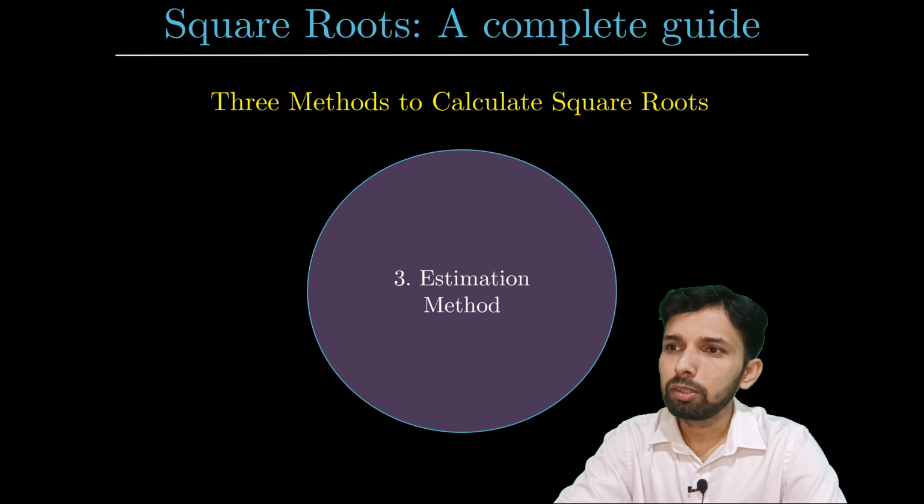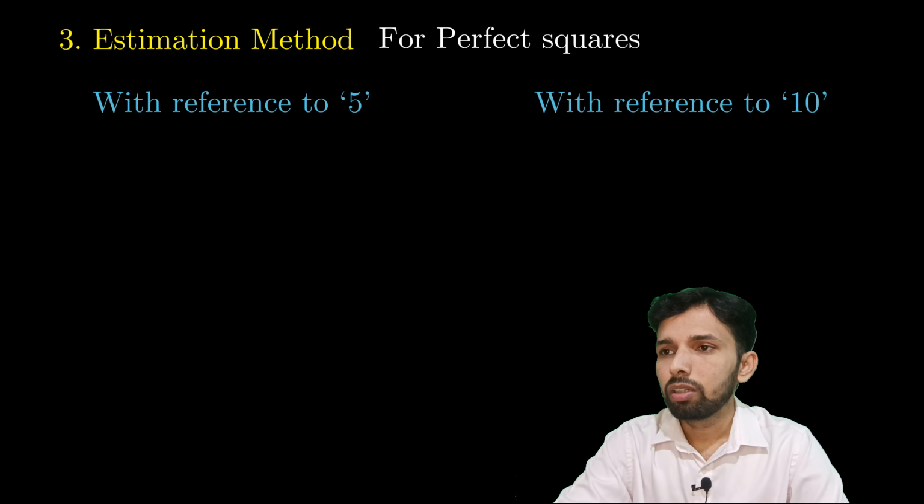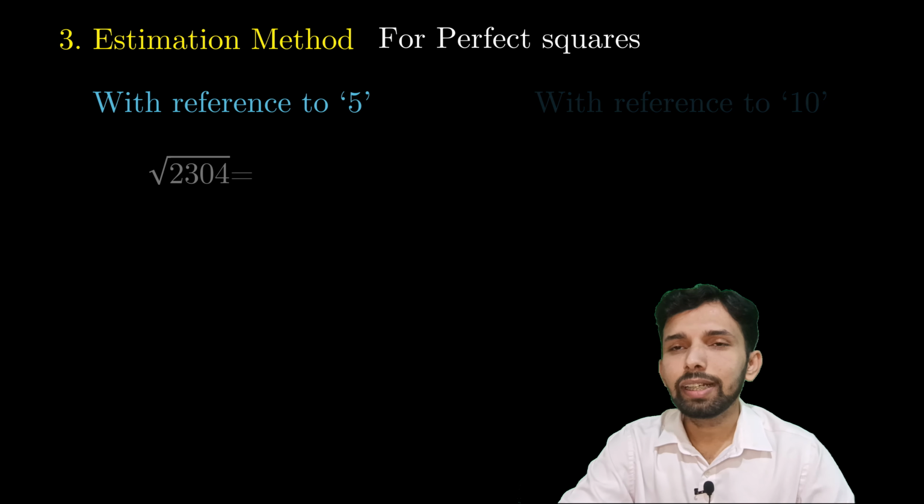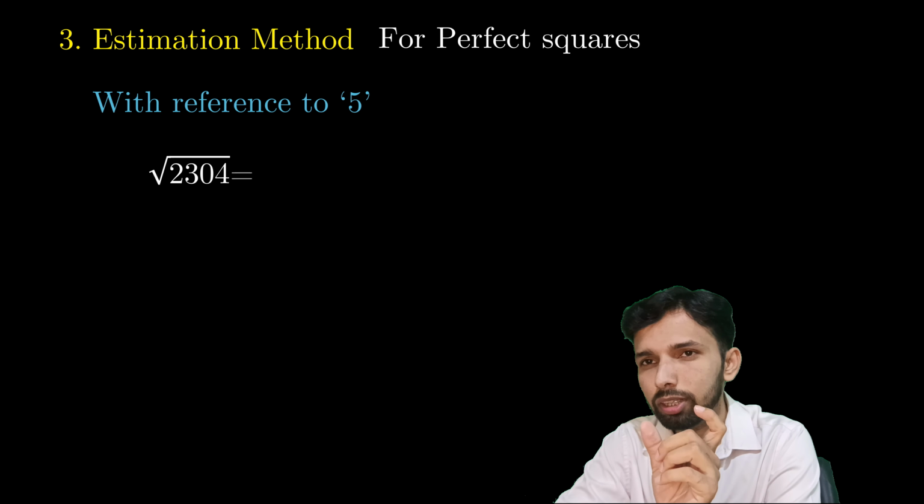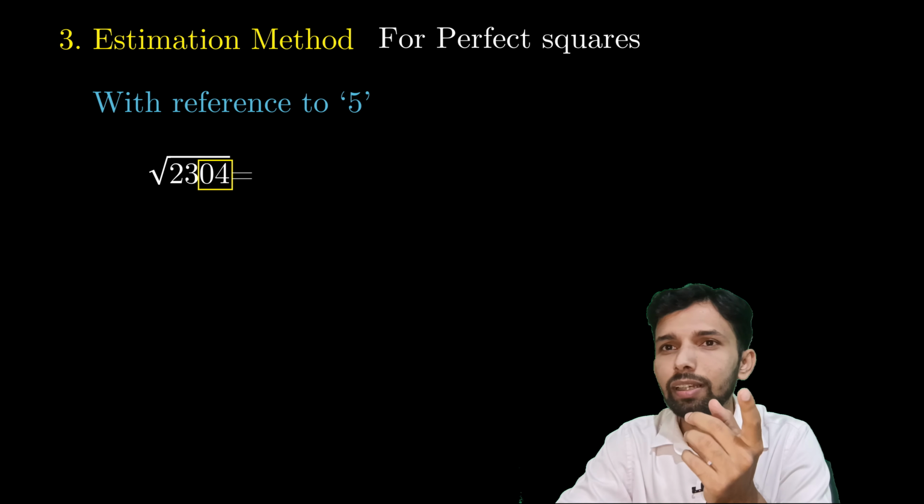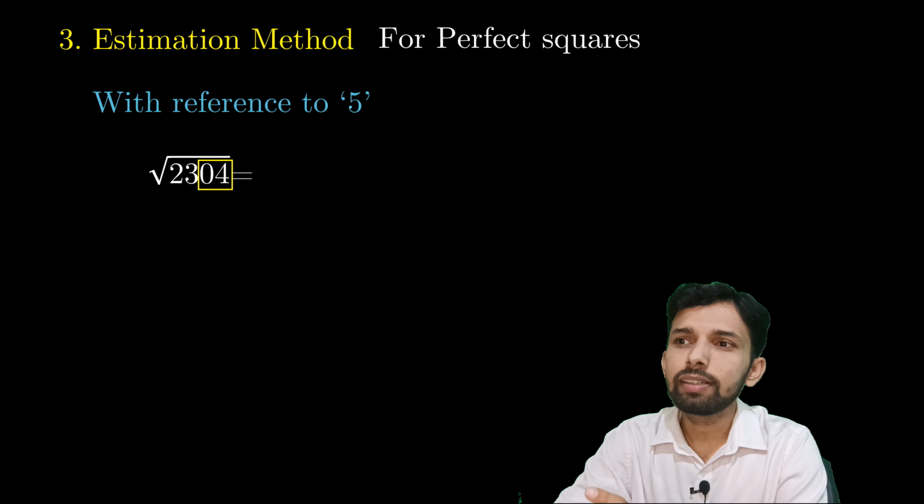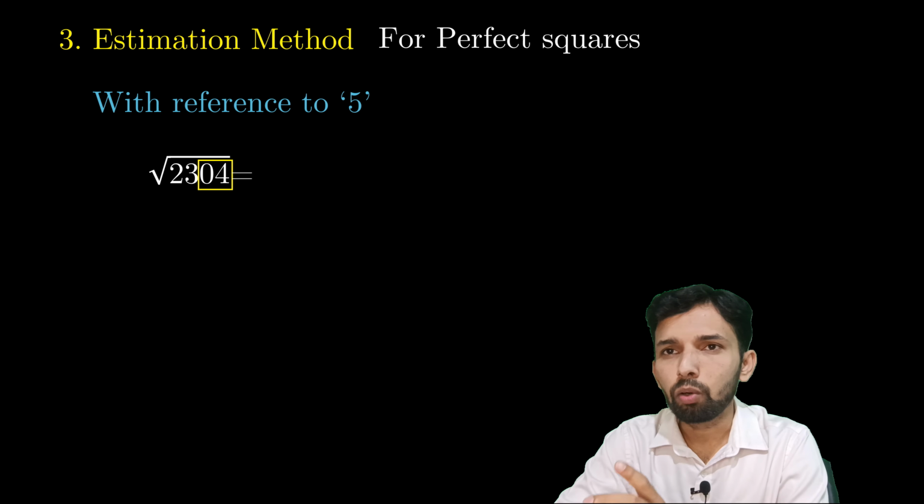We'll take the first example, 2304. For this number, we'll take the last 2 digits. Why last 2? Because we will stop referring to last 2 digits after that. We actually need the last digit only. So we see that the last digit is 4.